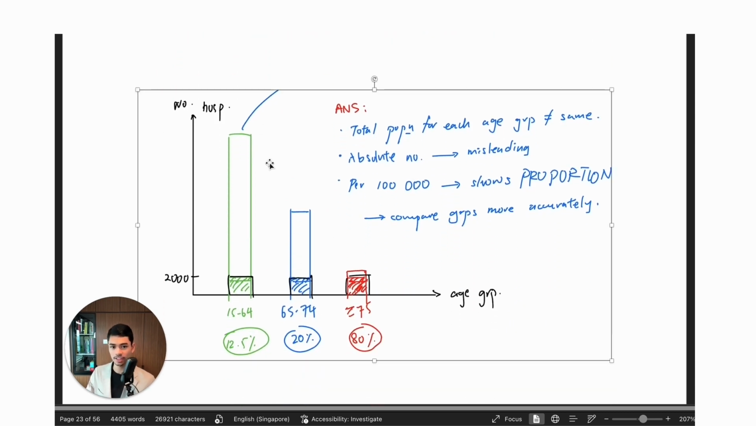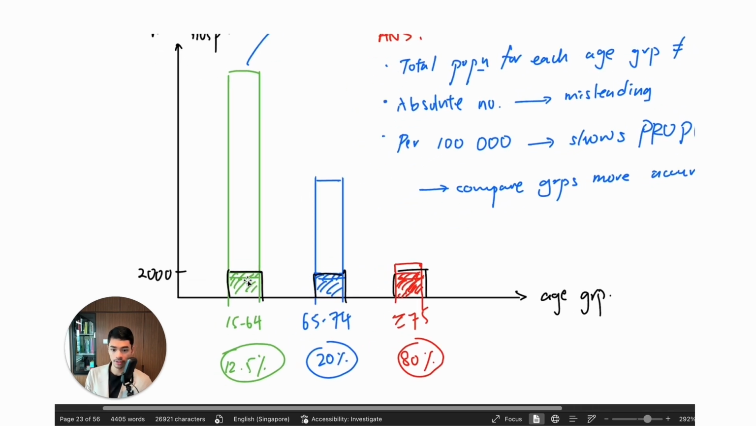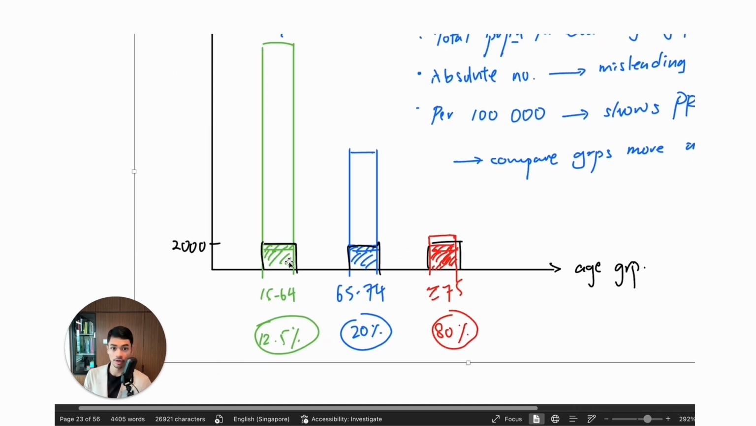You can see here that for the younger age group, like 15 to 64, this is probably a very huge number of people. So I drew a big graph bar like this to show you this is the total number. Then this one is the 65 to 74, smaller, and then those 75 and above, even smaller number of people. Then the shaded part of the bar shows you how many people of this group were hospitalized. So this shaded area, maybe it's 2,000 people were hospitalized in that year.